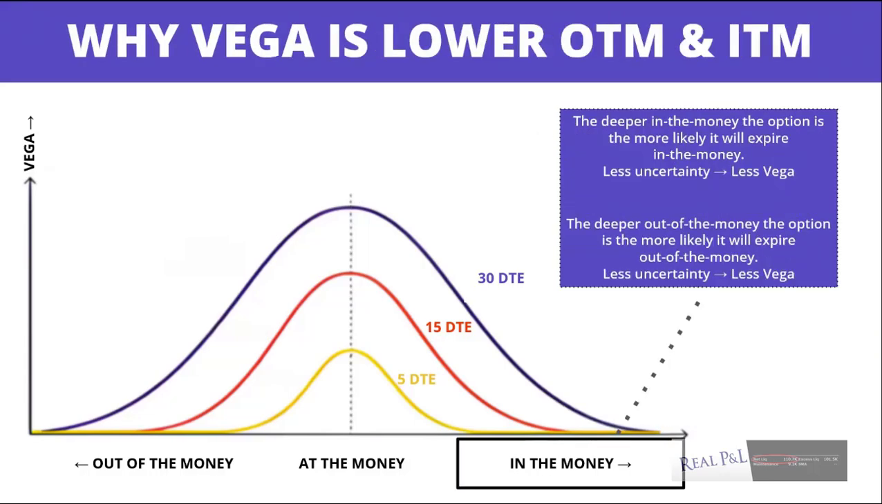Why Vega is lower out of the money and in the money. The deeper in the money the option is, the more likely it will expire in the money. So there's less uncertainty about what's going to happen, so the Vega is lower. Also, the deeper out of the money the option is, the more likely it will expire out of the money. So there's less uncertainty, so therefore the Vega is lower.